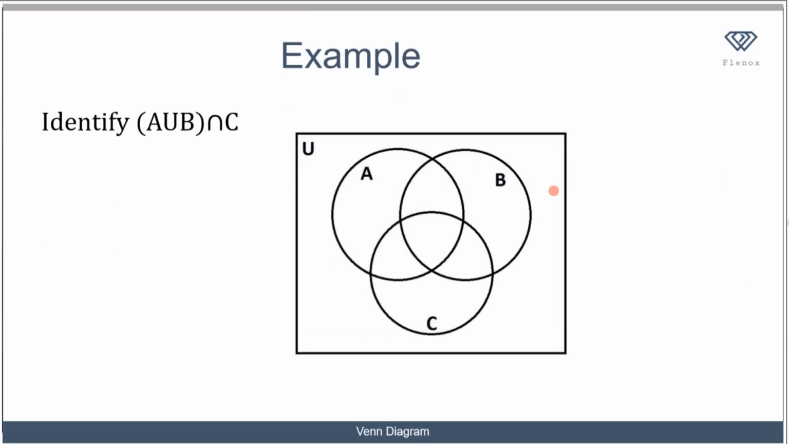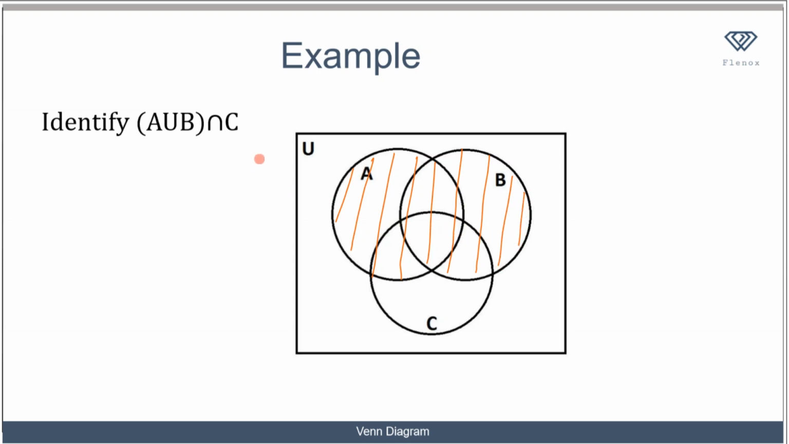For example, let's look at this example, and it tells us to identify A union B, then everything intersect C. As we know with our BODMAS maths, we first have to find A union B. As I've explained before, A union B is made up of all elements that are in A and all elements that are in B. So I'm going to shade that now with an orange line. This represents A union B, everything orange that connects both A and B, as you can see.